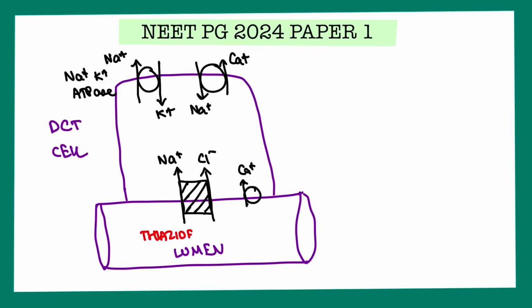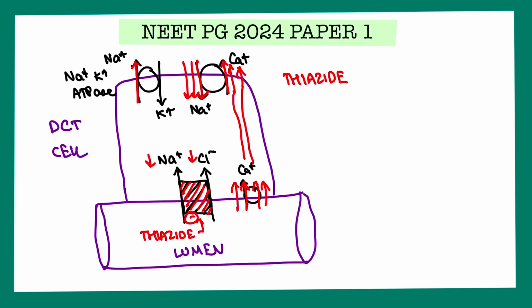This thiazide inhibits this sodium chloride symporter. So what will happen? There will be low sodium in the cell, and the sodium potassium ATPases are pumping out the sodium. So to maintain the sodium levels, sodium will start coming in through the sodium calcium exchanger. So calcium will be reabsorbed from the lumen, and it will be exported out. So that's why in renal calculi, it's best to give thiazide.